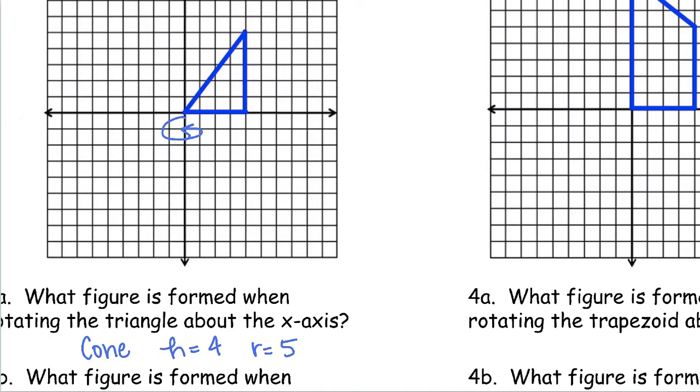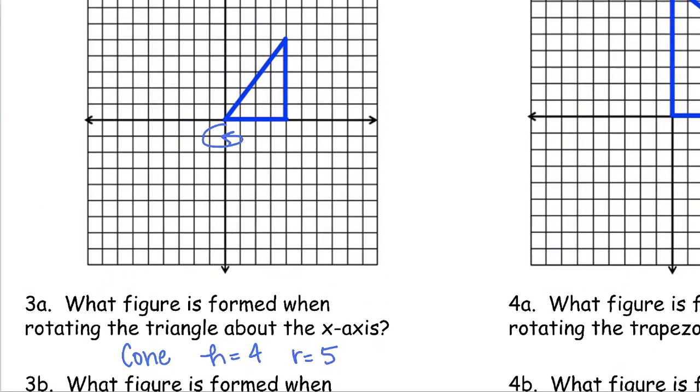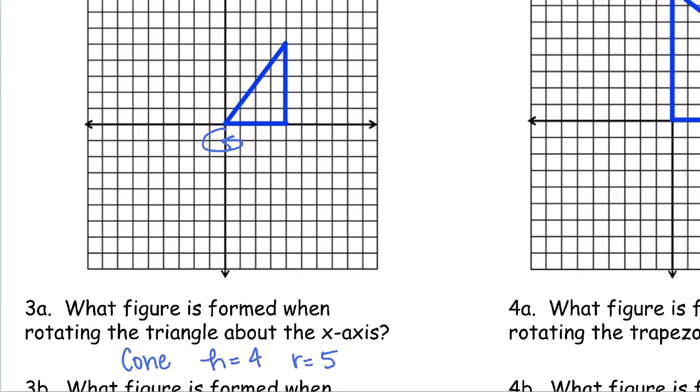Think about what this would form. If we use our rectangle, we know that we end up with a cylinder. So what we're going to have here is a cylinder with a cone taken out of the middle of it. If we spin this again, try to visualize that. If we spin it, we will have a cylinder that has had a cone taken out of it.